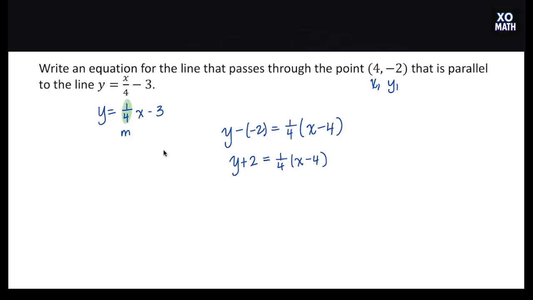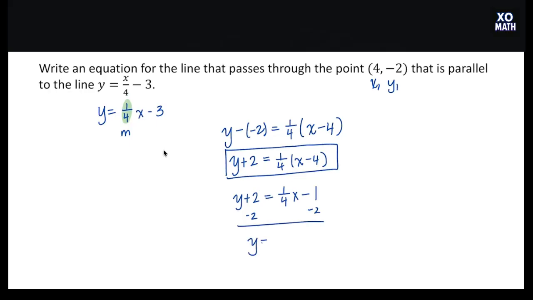Now we're not told how to leave our equation, whether to leave it in point-slope or slope-intercept form. So let's go ahead and just do both for practice. This is already in point-slope form. To get to slope-intercept form, we'll distribute the 1/4. So we'll have y plus 2 is equal to 1/4 x minus 1/4 times 4 is 1, so minus 1. We'll subtract 2 from both sides, so we'll have y is equal to 1/4 x minus 3.